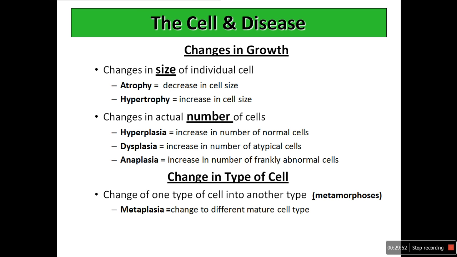You have hyperplasia, dysplasia and anaplasia. What is hyperplasia? Hyperplasia is increase in number of normal cells. I have normal cells and they increased in number, so that's called hyperplasia. You have increase in number of normal cells. Dysplasia is increase in number of atypical cells.